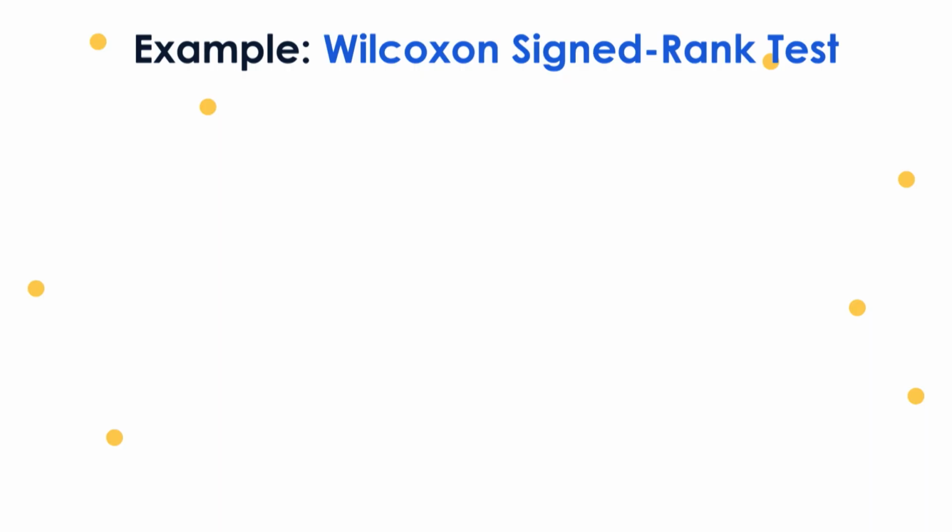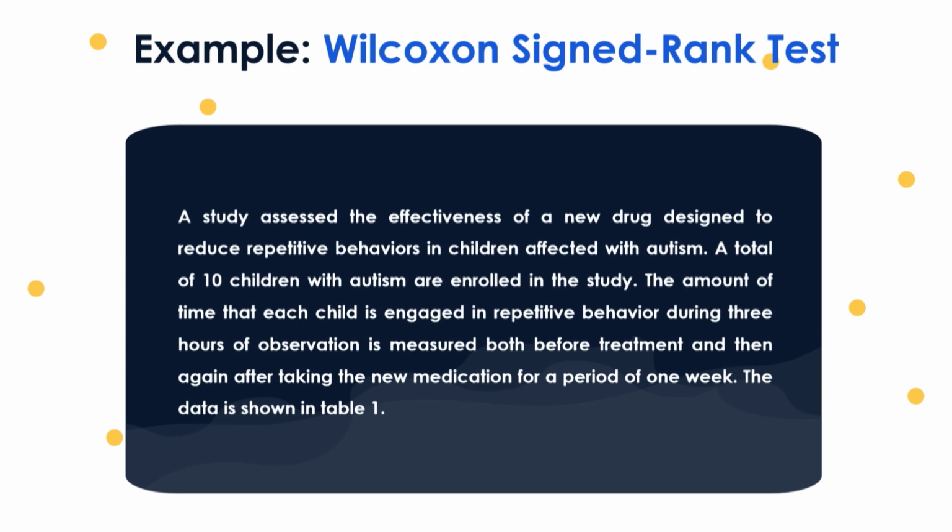First, we are going to deal with the Wilcoxon sign rank test. The problem is like this: a study assessed the effectiveness of a new drug designed to reduce repetitive behavior in children affected with autism. A total of 10 children with autism are enrolled in the study. The amount of time that each child is engaged in the repetitive behavior during 3 hours of observation is measured before treatment, then again after taking the new medication.